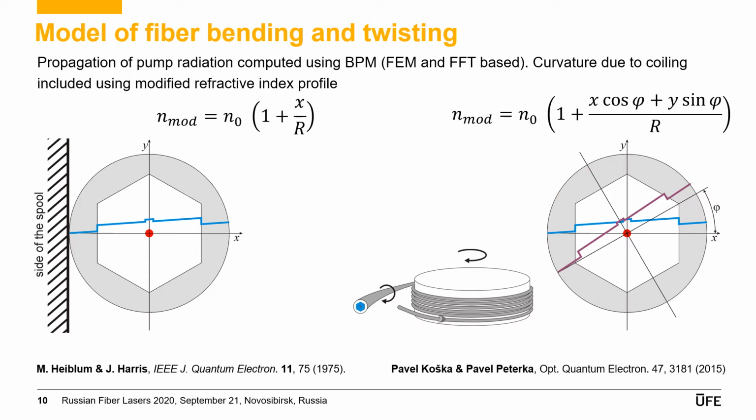Because when you have a fiber that is coiled on the spool and simultaneously twisted, the structure of the fiber rotates with respect to the spool. As the structure rotates with respect to the spool, the modified refractive index also rotates with respect to the fiber. So rotation of the modified refractive index profile around the structure mimics the twisting of the fiber.